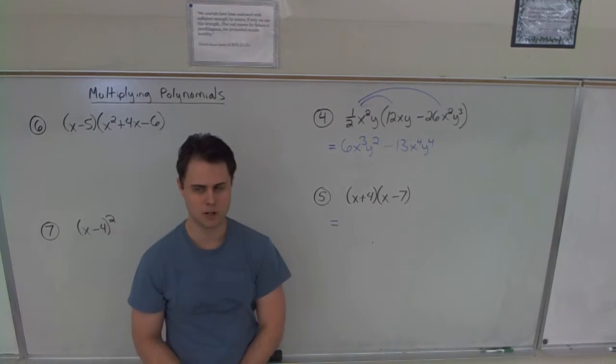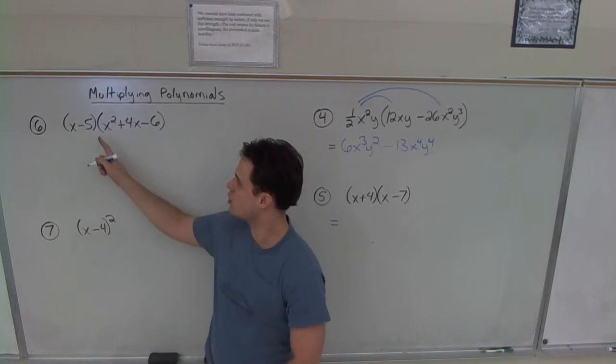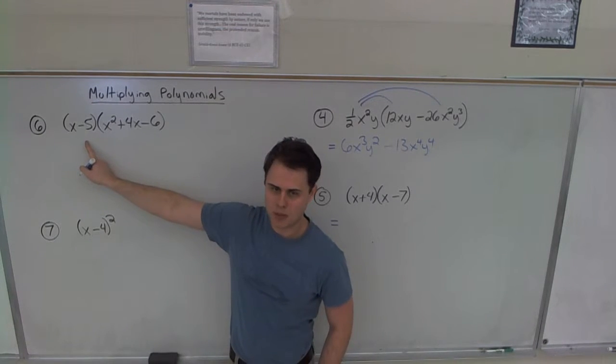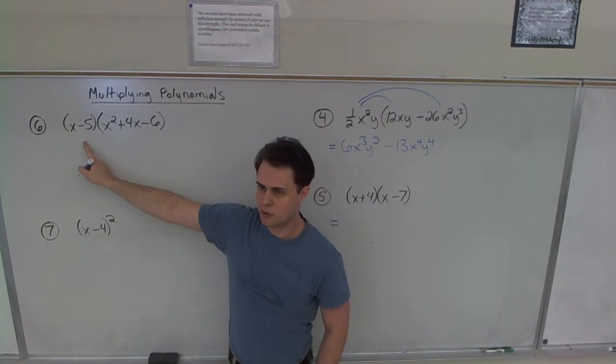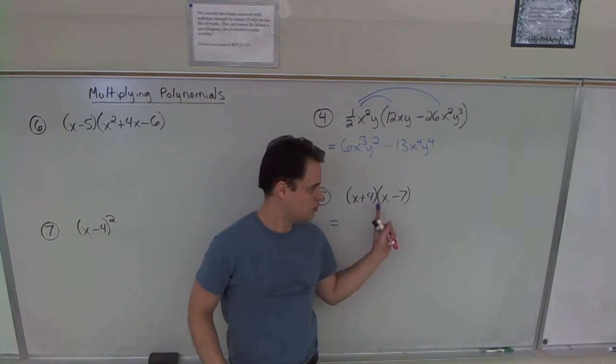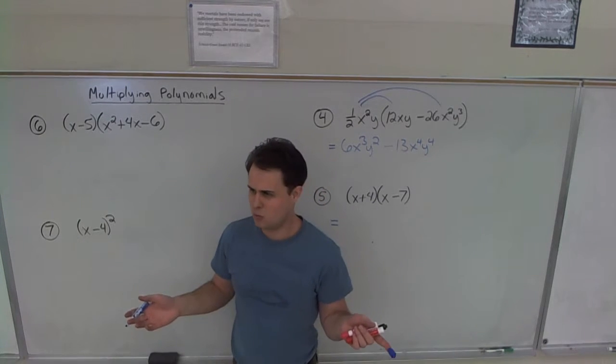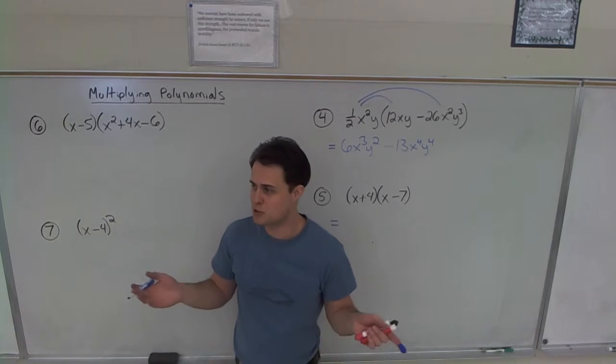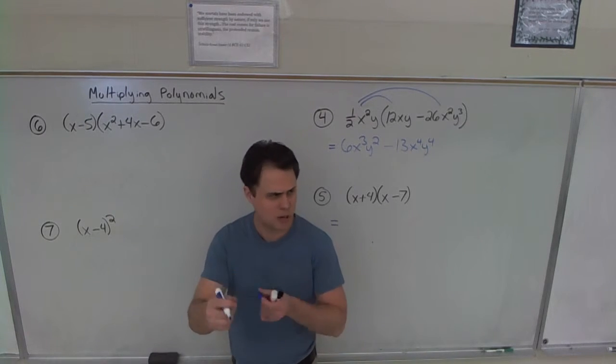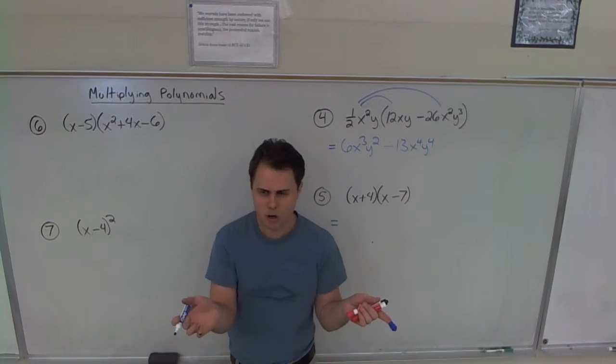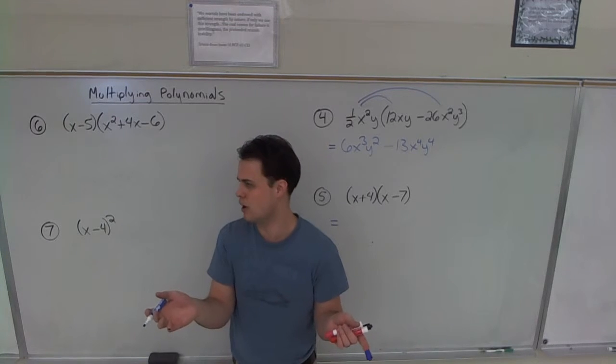So I'm going to advise you not to use FOIL. Because look at this number 6. It doesn't work. FOIL fails after you get from binomial times binomial, so why would you bother learning it? If it helps you, great, but it also makes you remember things in order. There's no order that matters here, so why do that? You know what I mean?